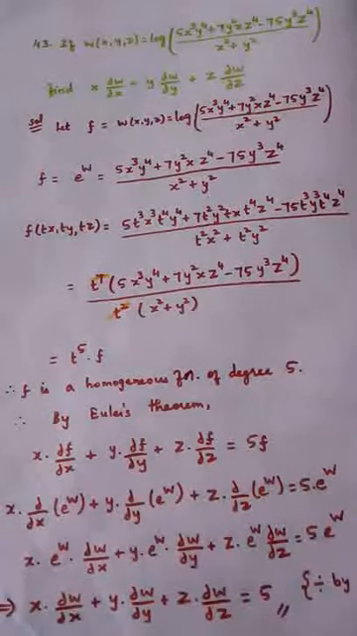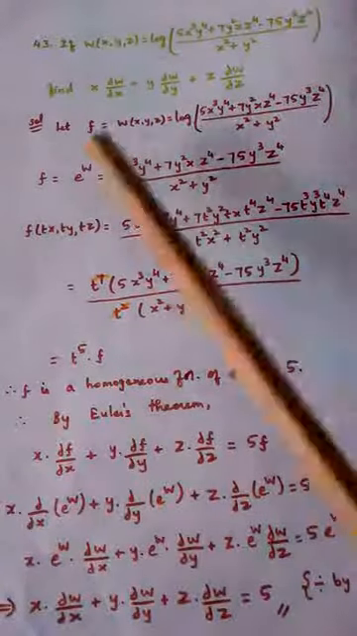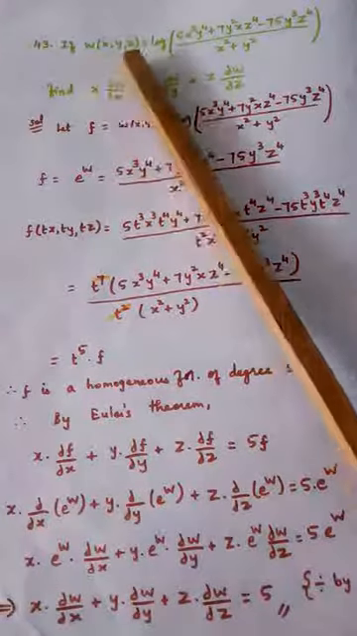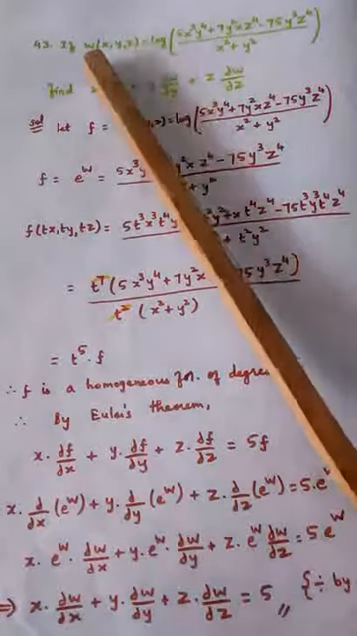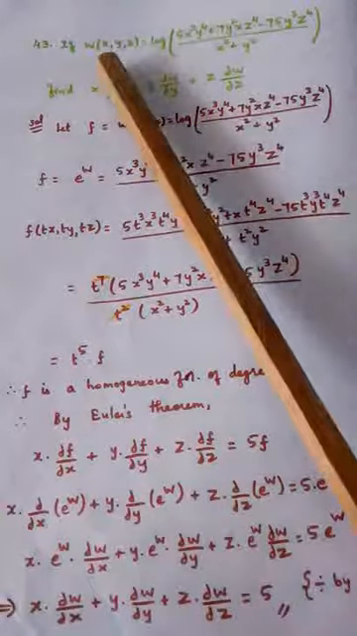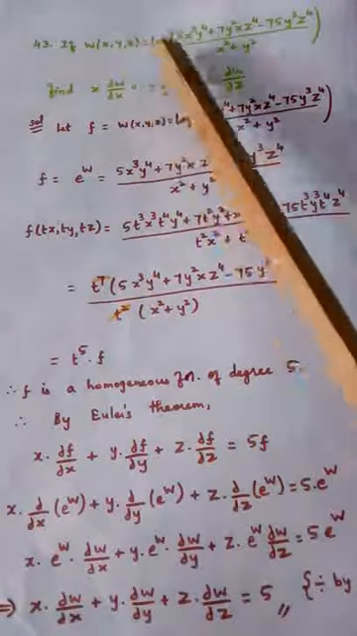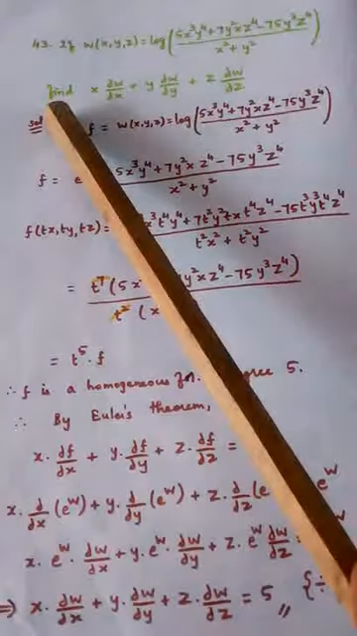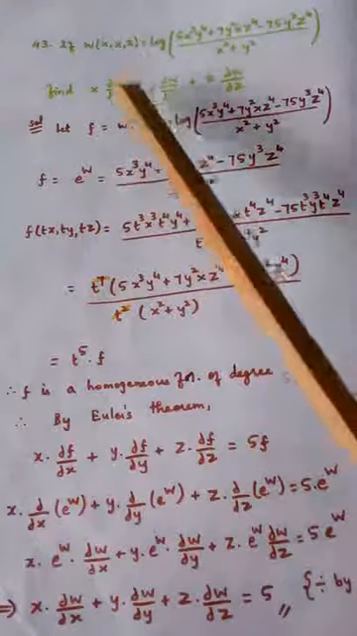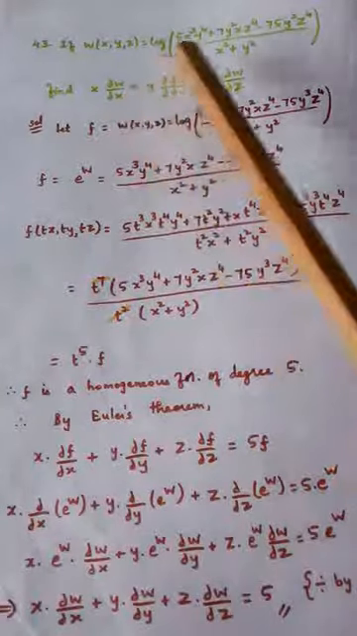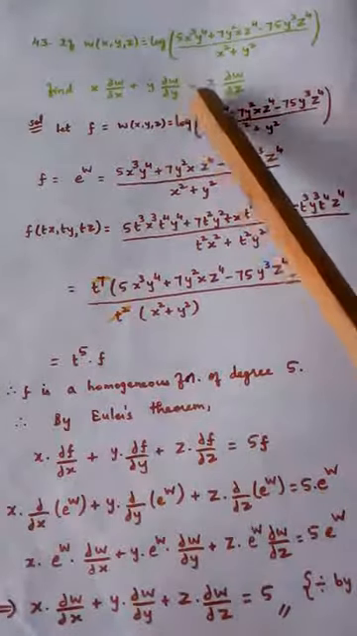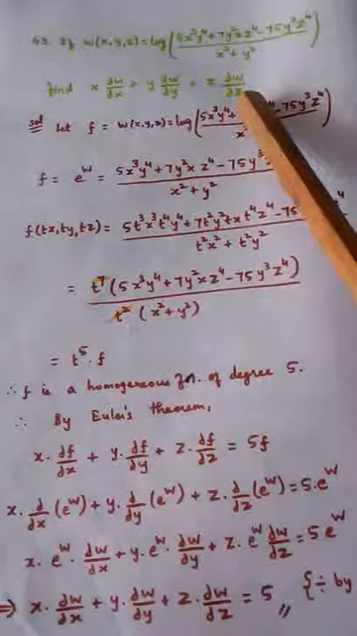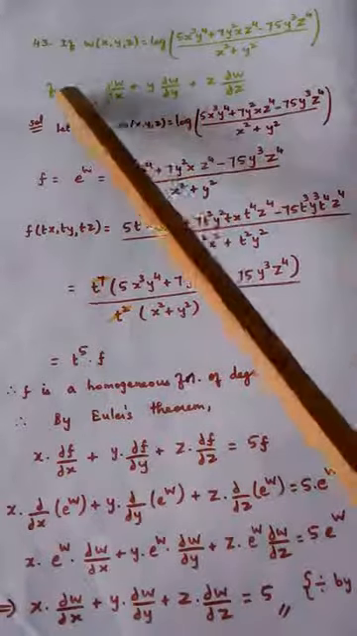Problem number 43. If w of x, y, z, what is the meaning? w is a function of three variables x, y and z. It is given as log of, this is the function. Find the value of x into dou w by dou x plus y into dou w by dou y plus z into dou w by dou z. We need to find the value of this.